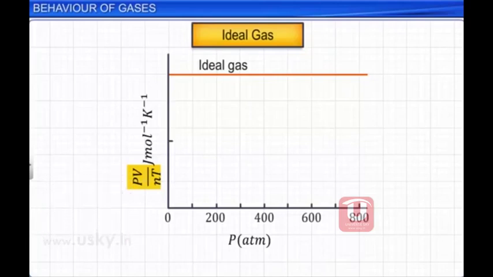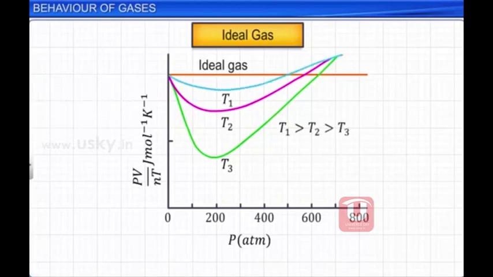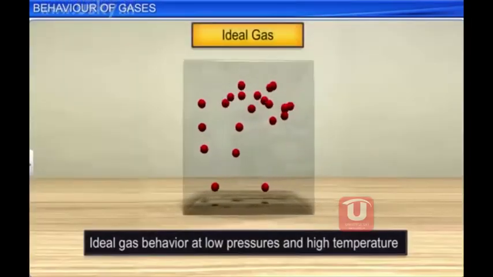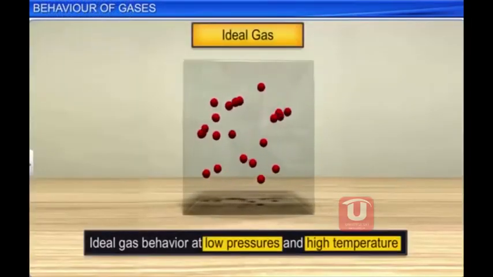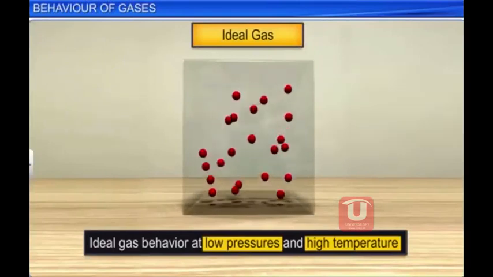The behavior of a real gas at 3 different temperatures is shown in the figure. From the graph, it is clear that all the curves approach the behavior of an ideal gas at low pressure and high temperature. This is because at high temperatures and low pressures, the molecules of the gas are far apart and interaction between the molecules is negligible.